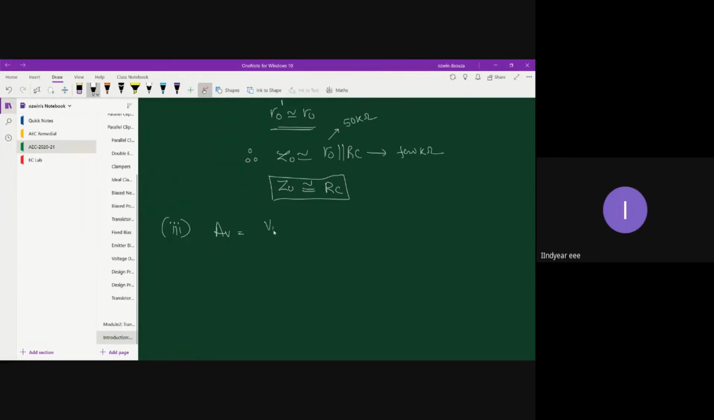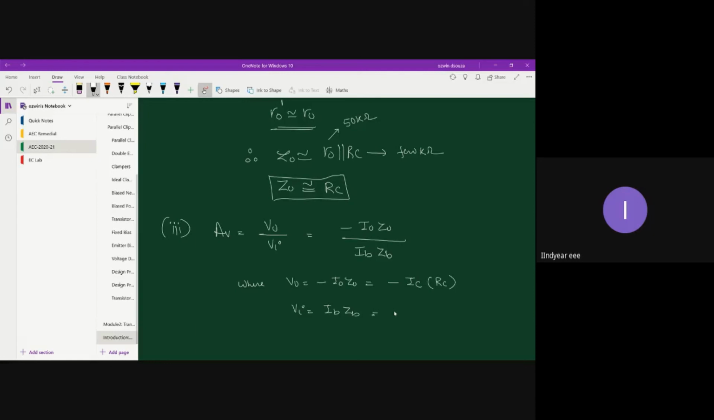Next up we have the voltage gain AV. So what is voltage gain? V0 by Vi, or minus I0 into Z0 divided by IB into ZB, where V0 is minus I0 into Z0, which is minus IC into Z0. What is Z0? In the previous step we have seen that Z0 is RC. Similarly, Vi, we have written as IB into ZB.